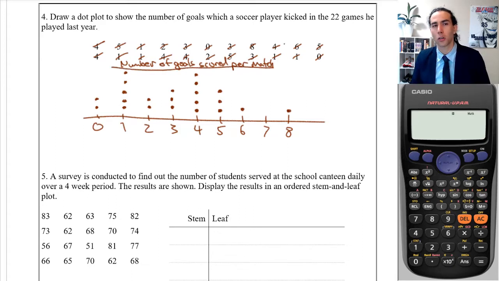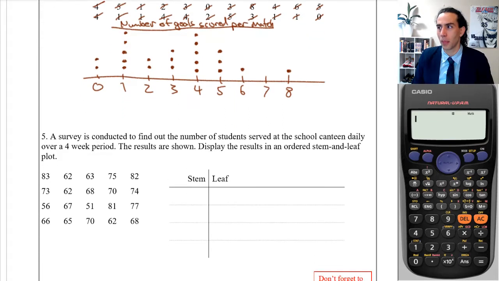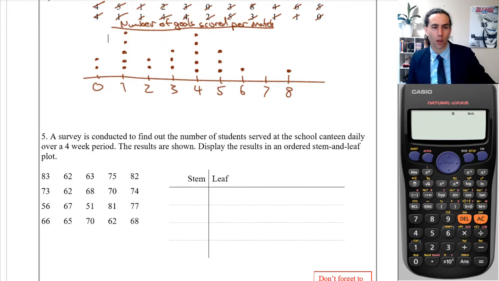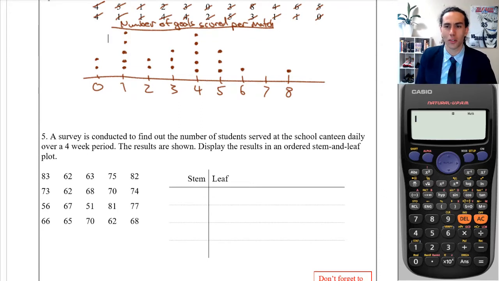All right, I'm going to scroll down in 3, 2, 1. Ooh, just a little bit. Leave that up there. So, a survey is conducted to find the number of students served at the school canteen daily over a 4-week period. So there should be 4 times 7, 28 of those. My fault. School isn't 7 days a week. You only need 20. They've got 20.